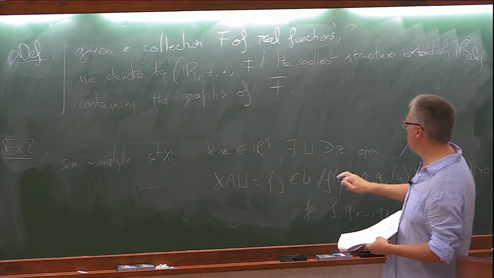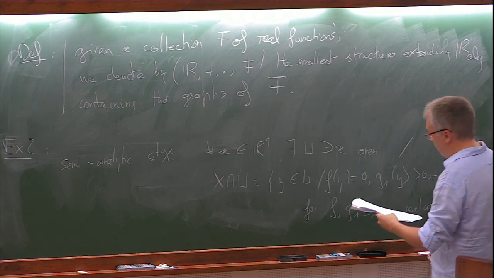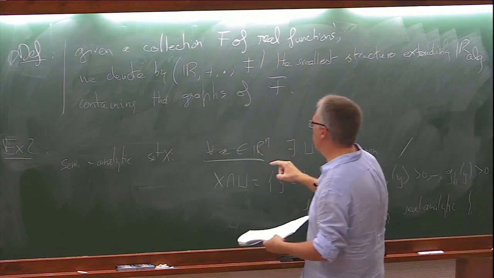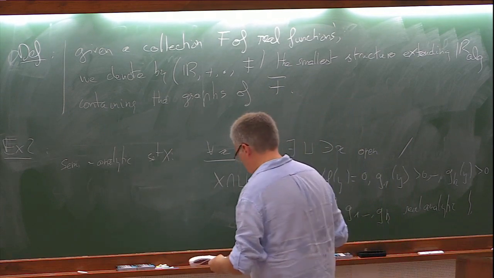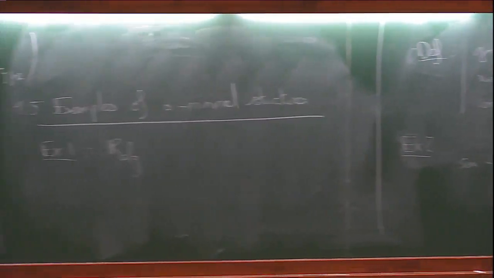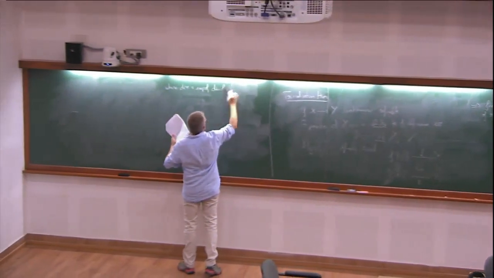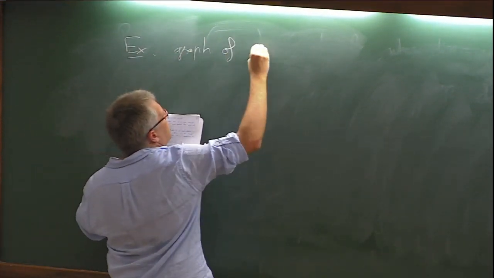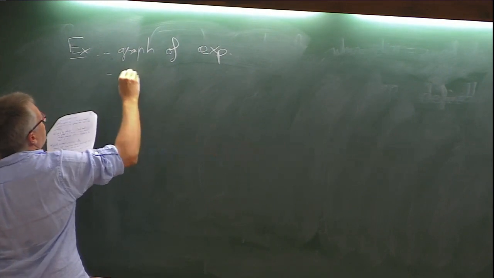But be careful that here the condition is that for any x in Rn, not for any x in X. So examples of semi-analytic sets: the graph of a real exponential, the sine function. These are real analytic.